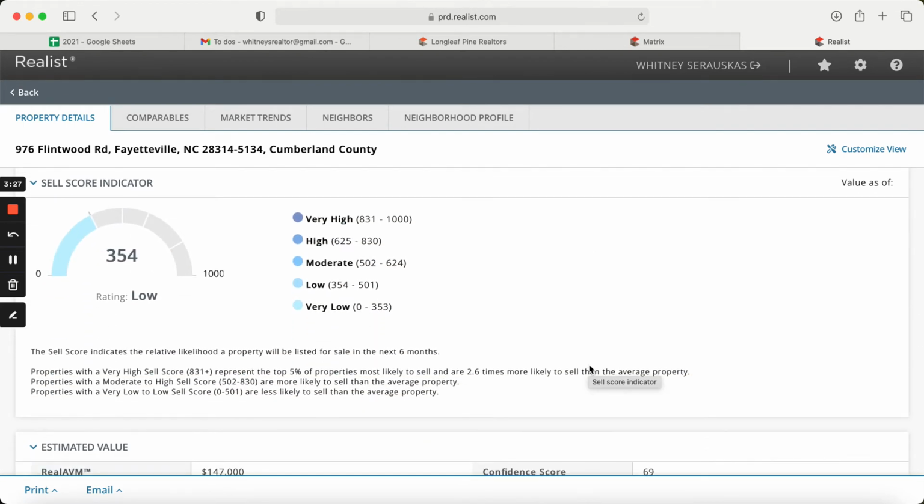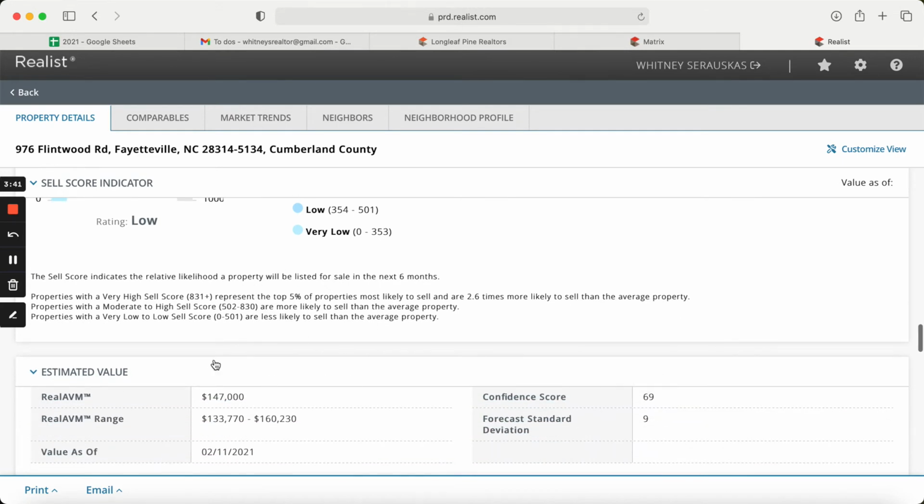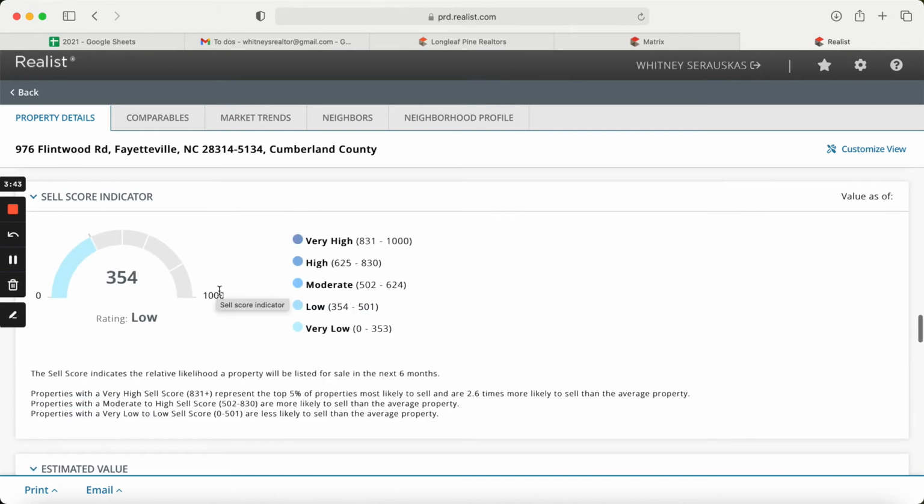It also lets you know the sell score indicator, so if they may be interested in selling. The score tells you if there's a very low chance to very high chance, and of course this one's a low. But like I said, if you were to prospect for geo leads, it lets you know who is more likely to sell or not.